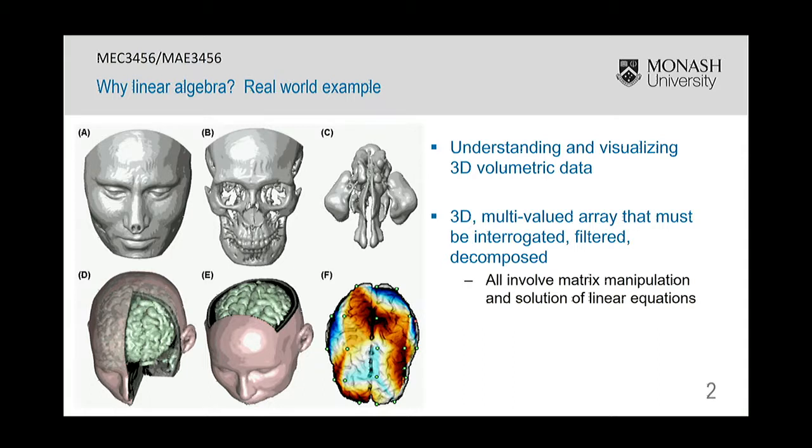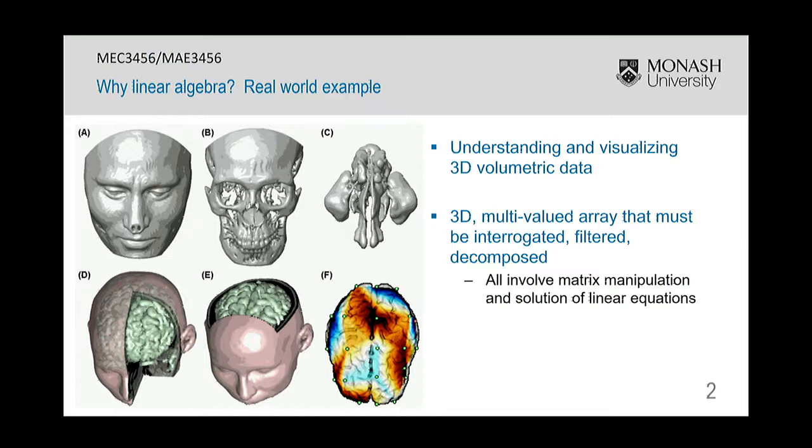But why would we be interested in this? I just thought I'd motivate this with a real-world example, and the example is understanding and visualizing three-dimensional volumetric data. With various different MRI systems and CAT scanning devices, you can get really good high-resolution three-dimensional data, for example, of a skull. This data is multi-valued arrays that must be interrogated, filtered, decomposed, and then reconstructed into images like this.